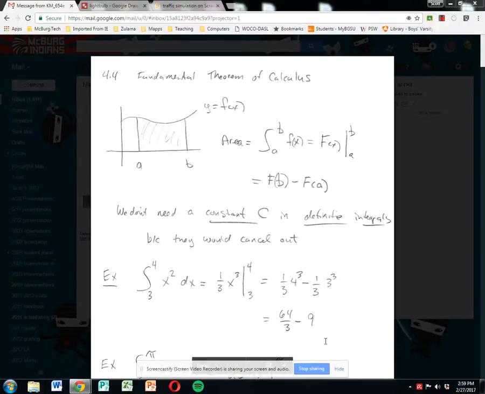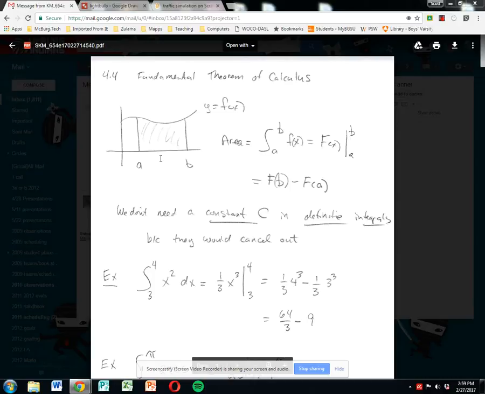All right, looking at 4.4, the Fundamental Theorem of Calculus. So the basic concept is, again, if we're looking at a bound of y equals some function f of x between a and b, then the area, as we talked about for definite integrals, is the integral from a to b of f of x.